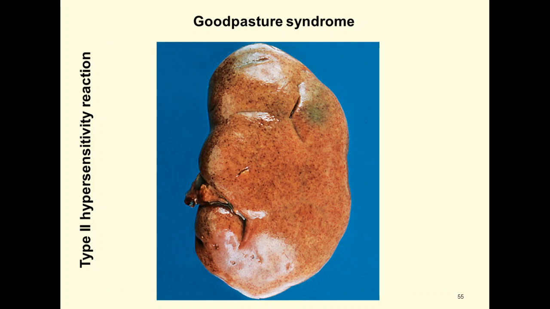So the kidney looks like acute glomerulonephritis, so with reddish, with many or multiple reddish dots on the surface of the kidney.